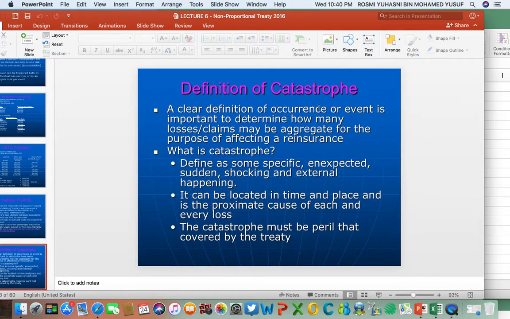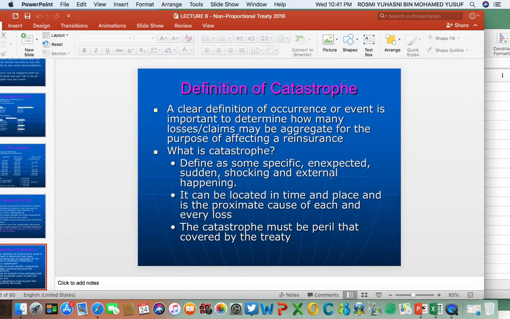So what is catastrophic? A clear definition of occurrence or event is important to determine how many claims may be aggregated or totalled for the purpose of affecting a reinsurance. So again, as I mentioned earlier in the previous slide, the event must be clearly stated in the treaty. What type of event? What is flood, for example? What is earthquake, for example? Okay, so they have to make it specific.